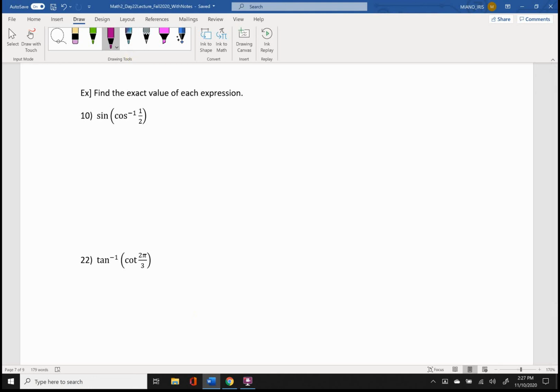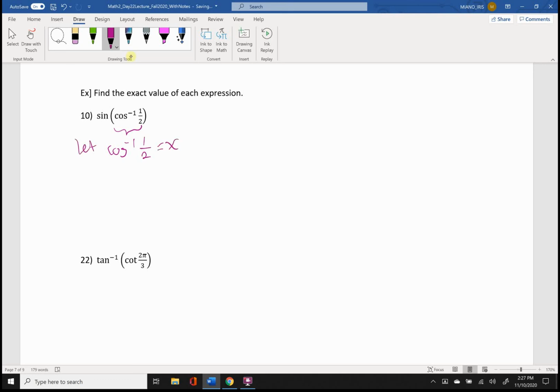Okay, so for this first one, I have a composite function with different trigonometric functions here, so I cannot simply just cancel. That's not going to work, right? So I need to first take the argument and fiddle around with it. I'm going to use my dummy variable again and say that cosine inverse of 1/2, let's let that equal x.